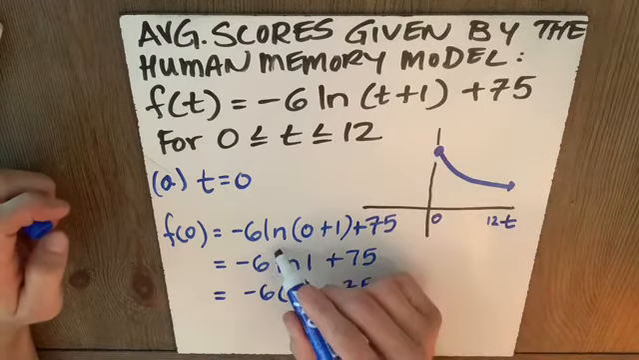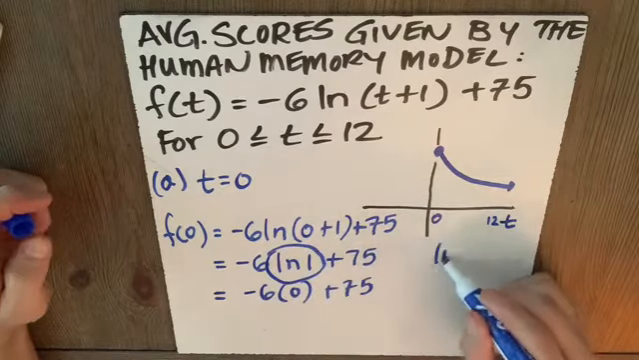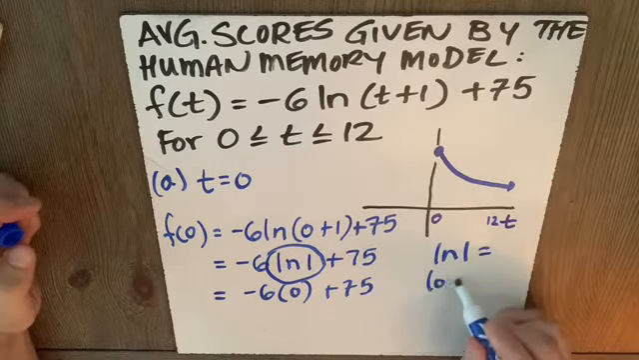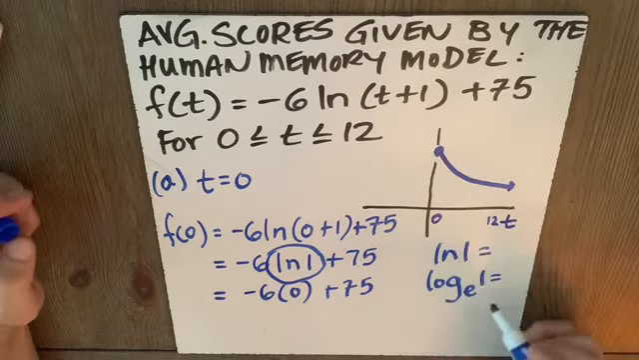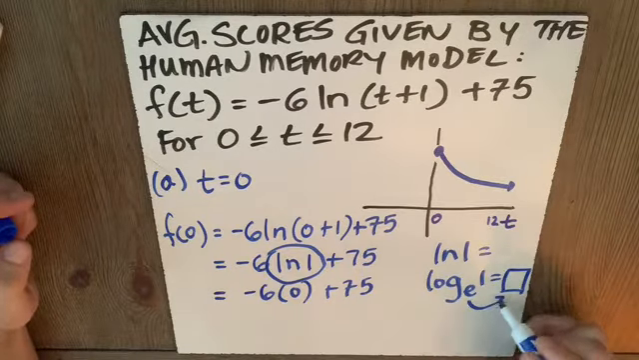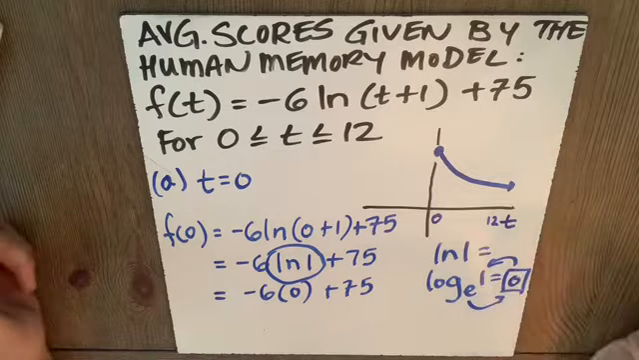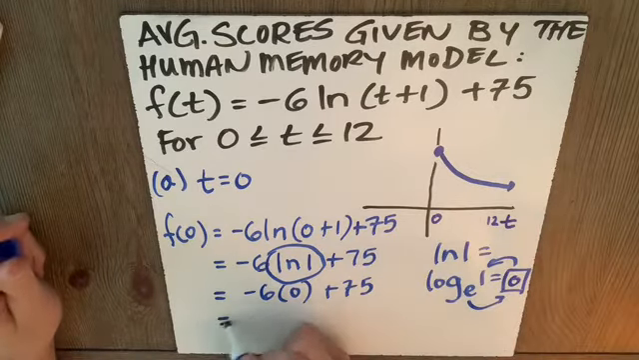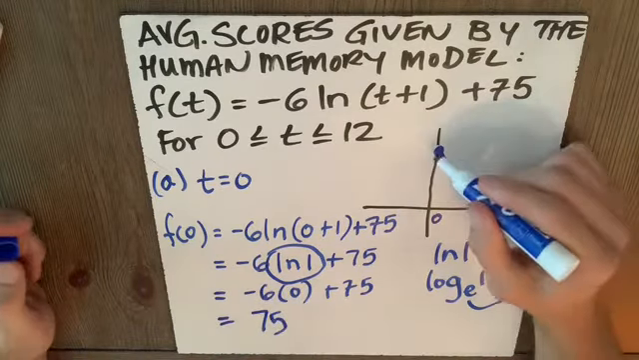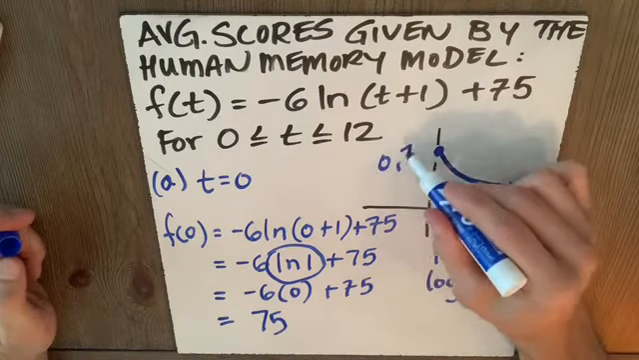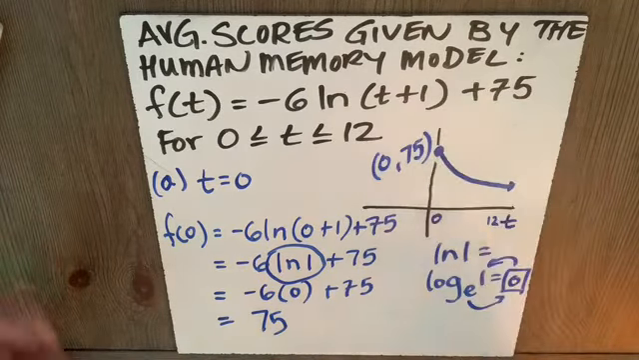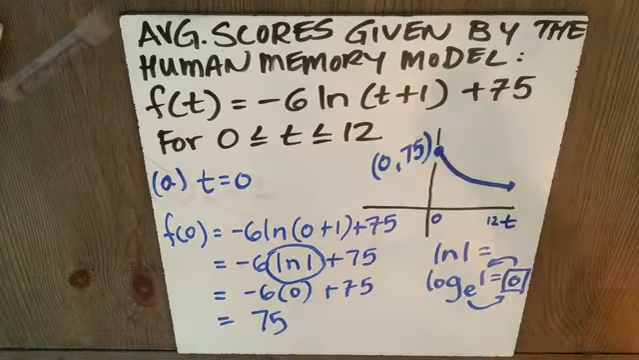Why is that again? I'm looking at this part here. Natural log of 1 is the same as log base e of 1. And we're saying always, e to what power? The answer to a log problem is the exponent. E to what power gives us 1? Of course that's 0. So we get 75 here. Here's our point, (0, 75). So that's the initial information retained.